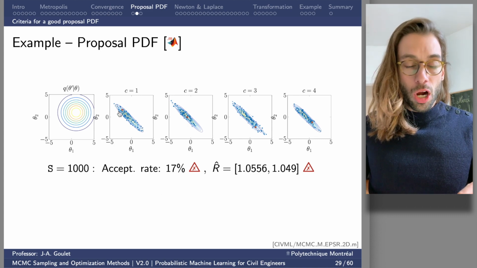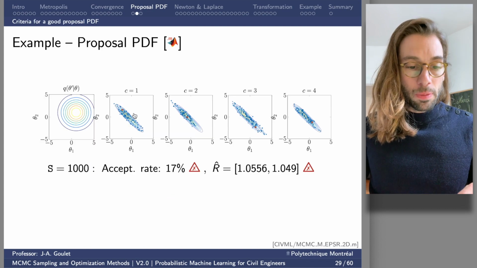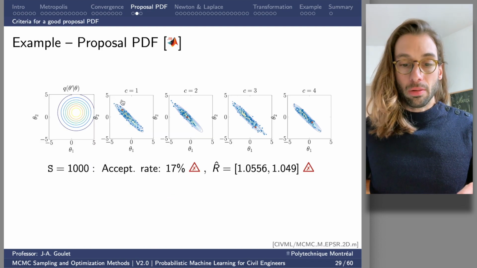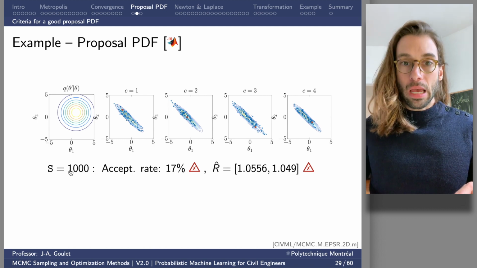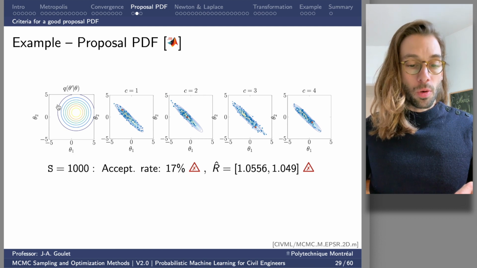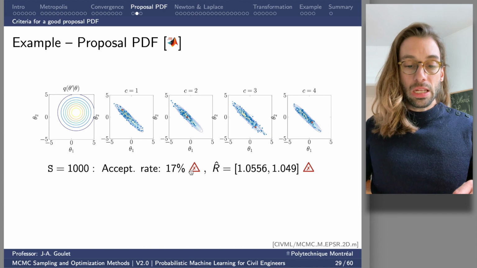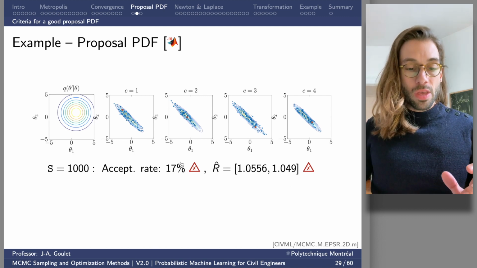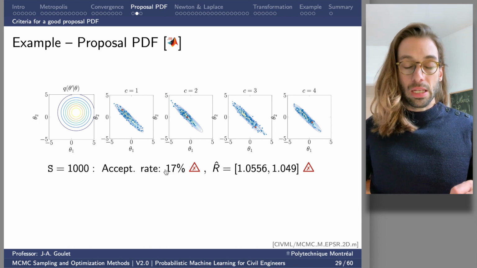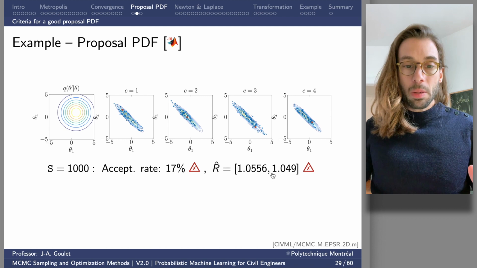So let's look at the proposal PDF for a target PDF that is a little more complex. So before, our target PDF was this. So now let's have a target PDF which is highly correlated, okay? And now instead of having 3, I have 4 chains. I have a total, for each of my 4 chains, of 1,000 samples, okay? This is my proposal distribution. Now my acceptance rate is 17%, and these are my EPSR, 1.05, 1.4. So I'm not really good with respect to my acceptance rate. I'm not really good for my EPSR. It's not catastrophic, but it's not really good.